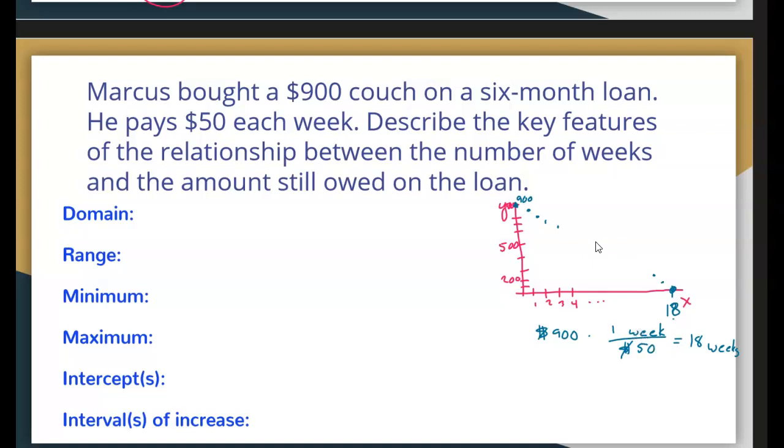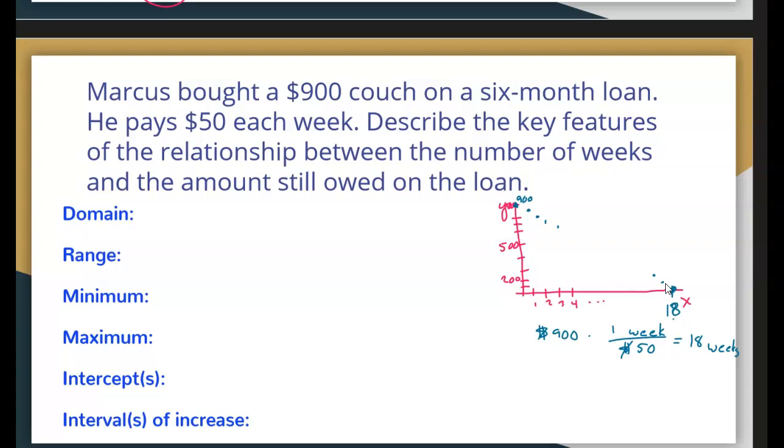So now we have kind of a graph. We know that these dots would continue in between. We have to ask ourselves, would we connect these dots? Well, no, because we're going to pay $50 in chunks, right? So each of these dots represents a payment, and there's no payments in between. So we don't connect the dots. This is a discrete function.